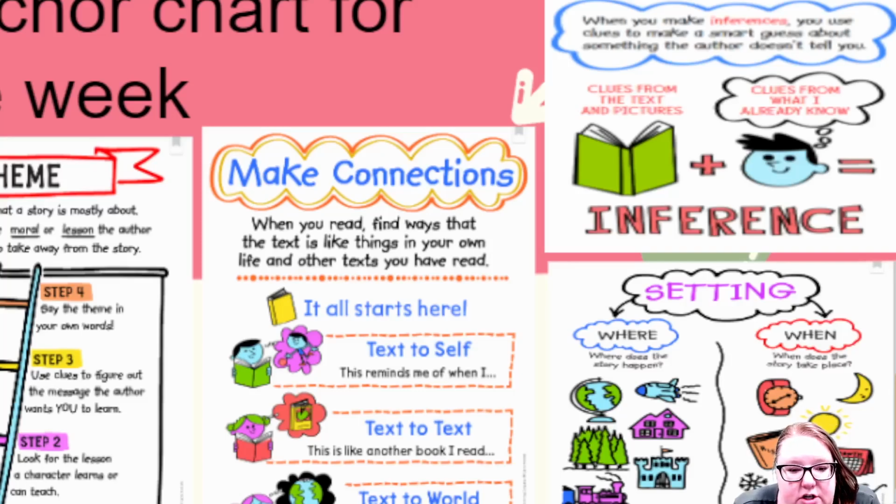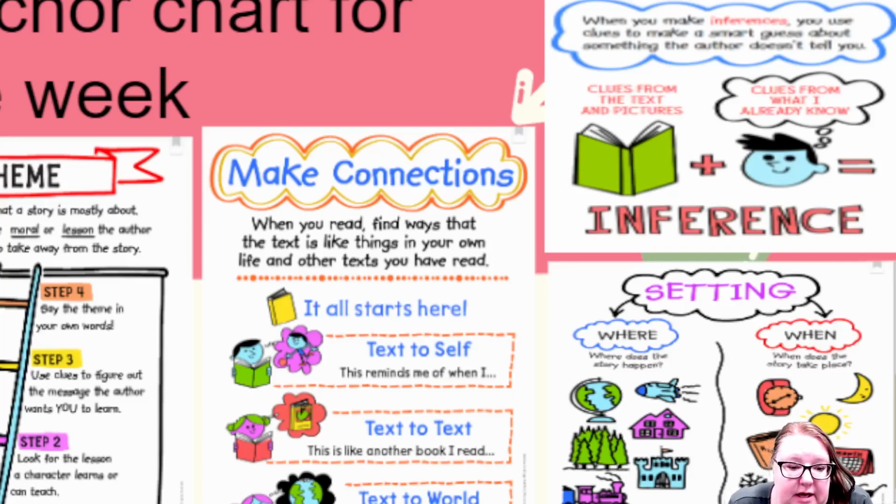All right, the anchor charts for this week are the theme, which is a moral or a lesson the author wants the students to learn from the book. So as you read a story with your student, if it is a story with a moral or a theme, you can ask them, what does the author want you to learn? Or what lessons did you learn? Or did a character learn a lesson?